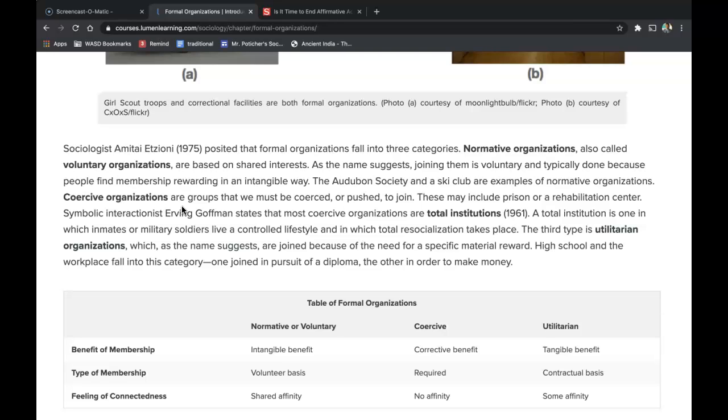Symbolic interactionist Erving Goffman states that most coercive organizations are total institutions. A total institution is one in which inmates or military soldiers live in a controlled lifestyle and in which total resocialization takes place. If you recall, we actually already talked about that in a previous lesson. The third type is utilitarian organizations, which, as the name suggests, are joined because of the need for a specific material reward. So high school and the workplace fall into this category, one joined in pursuit of a diploma, the other in order to make money.